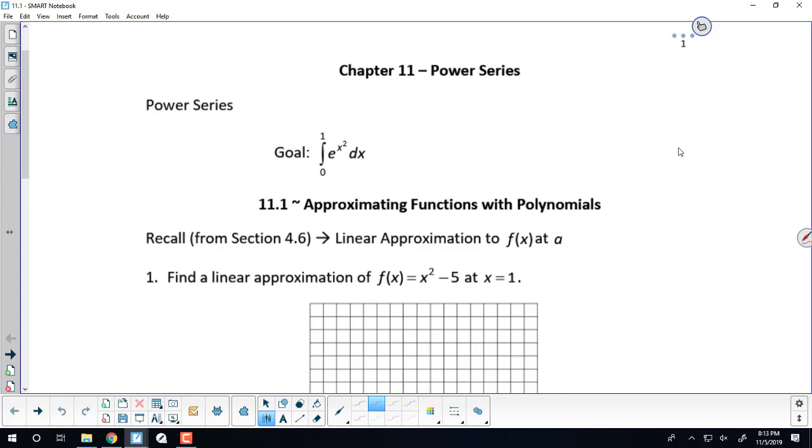So 11.1, we're going to look at power series. And the goal of power series, we're going to look at power series and then a specific type of power series. But the goal is to take a function like e to the x squared that does not have a known antiderivative and determine what is the area under the curve from 0 to 1. So there's many functions, you could search them, that don't have known antiderivatives.